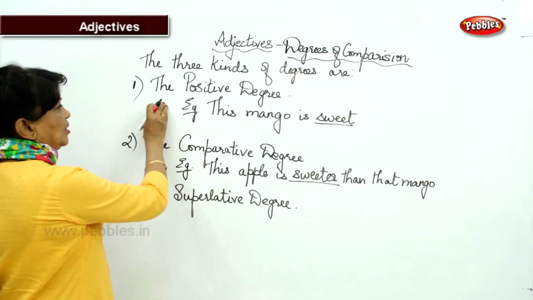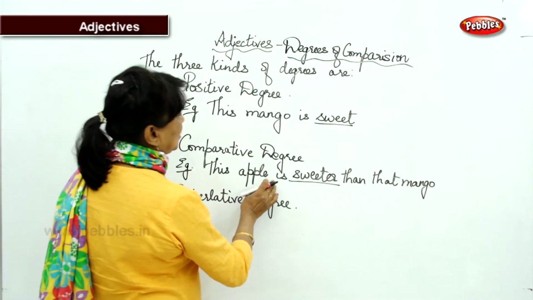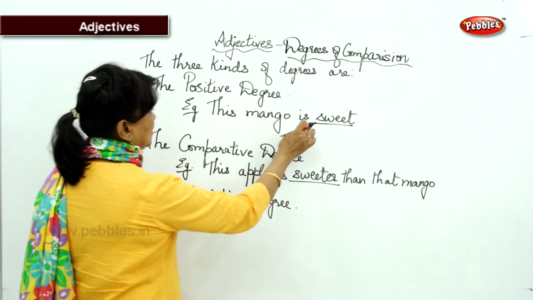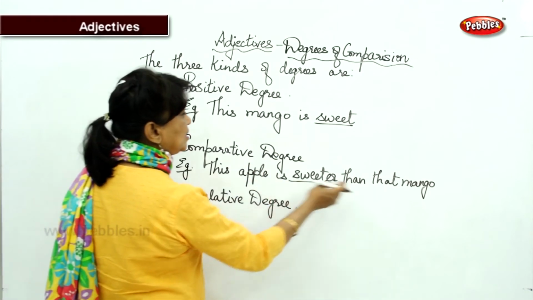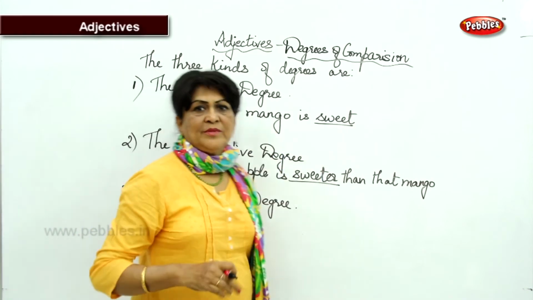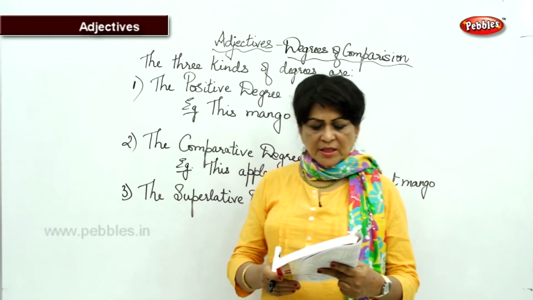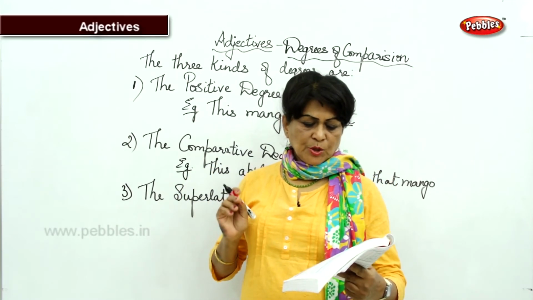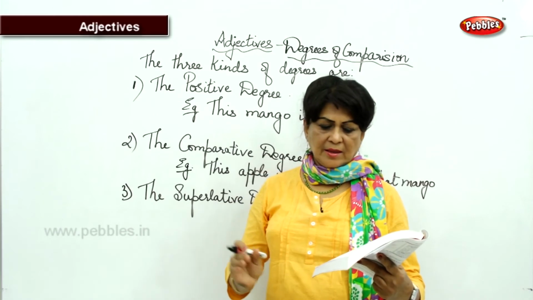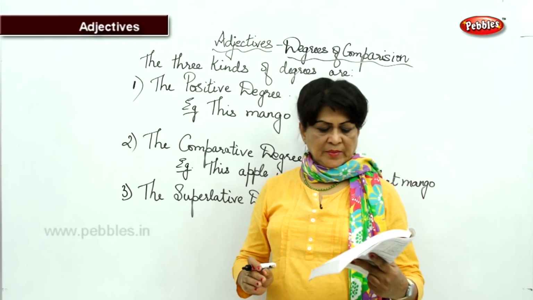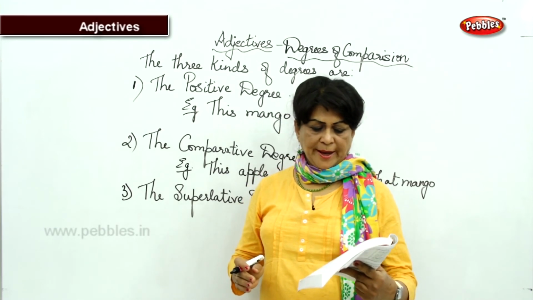Okay. So, you know what is positive degree, and now you know what is comparative degree, because we are comparing this mango with the apple, and I say that this apple is sweeter than the mango. Okay. Next one. The superlative degree of an adjective denotes the highest degree of the quality, and it is used when more than two things are compared.